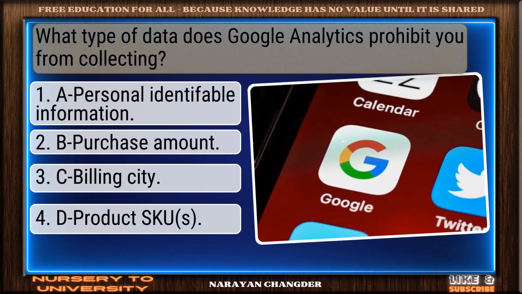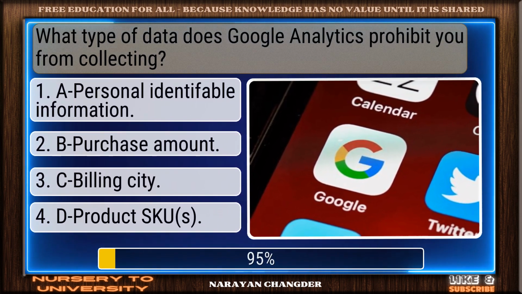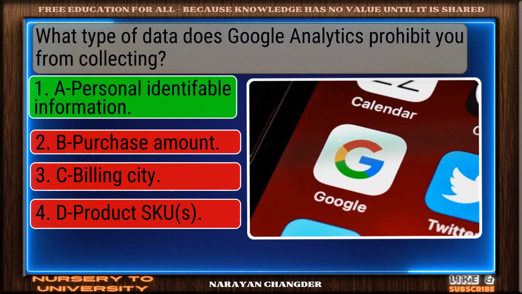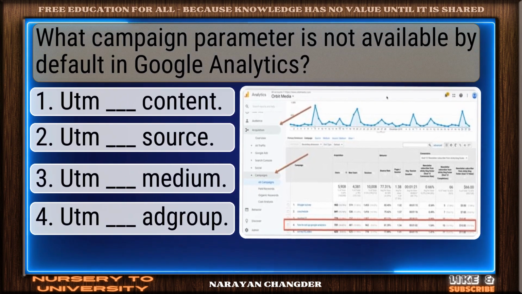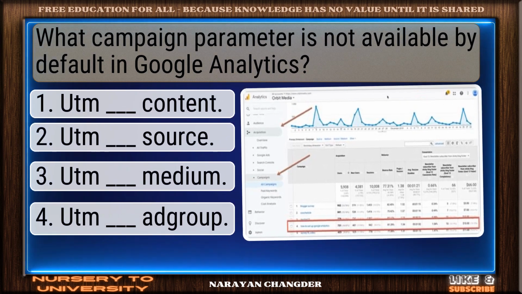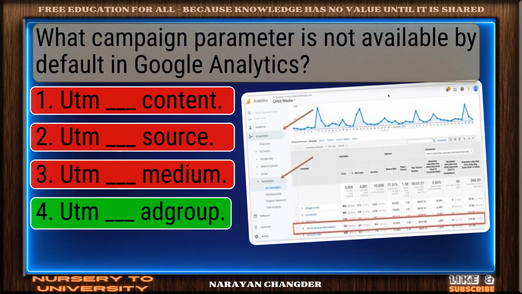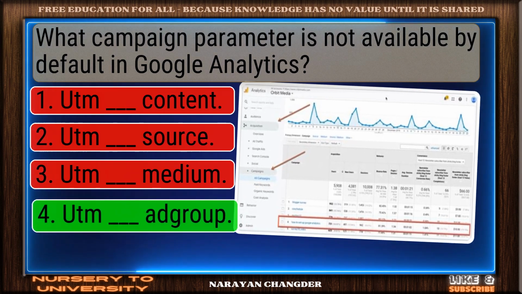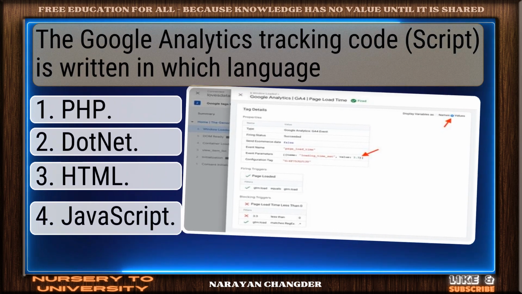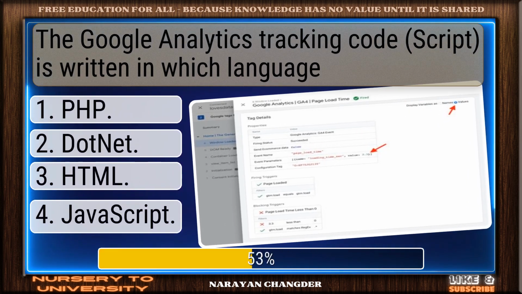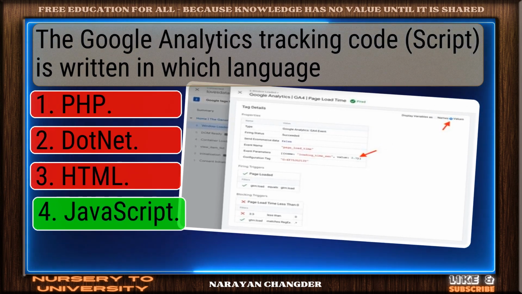What type of data does Google Analytics prohibit you from collecting? Excellent. A personal identifiable information is a brilliant choice. What campaign parameter is not available by default in Google Analytics? Clear logic. Your choice UTM-ad group is sound. The Google Analytics tracking code is written in which language? Smart move. JavaScript is an accurate answer.